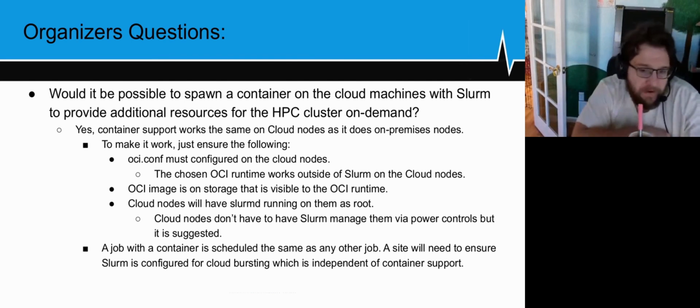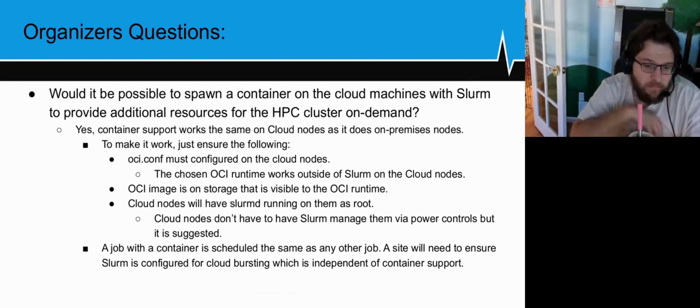Would it be possible to spawn a container on cloud machines with Slurm to provide additional resources for an HPC cluster on demand? Yes. Container support works the same on cloud nodes as it does on your local on-premises nodes. You just have to make sure that it's configured and the file system's mounted correctly. Or in the case of cloud nodes, copied over beforehand, possibly using the generic burst buffer or something else along those lines. And it runs just the same as any other job. So there shouldn't be any issues or extra understanding required.